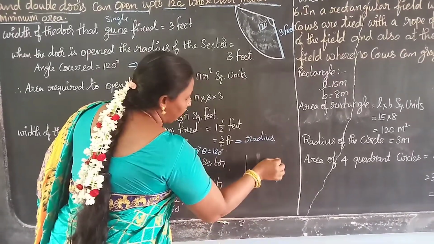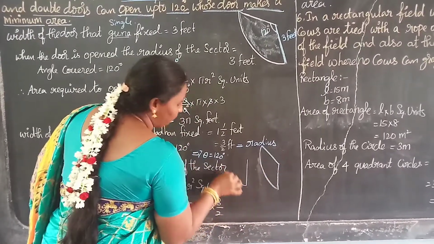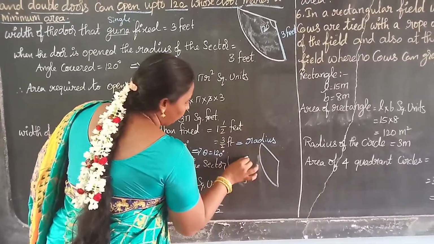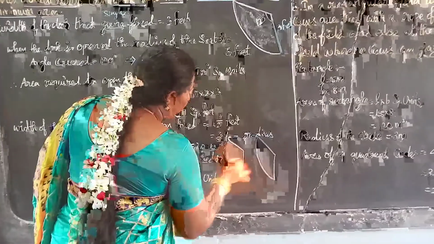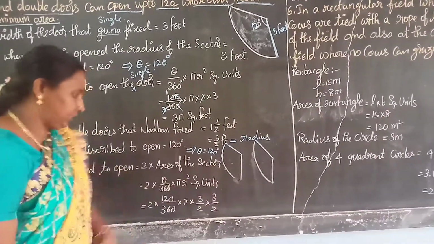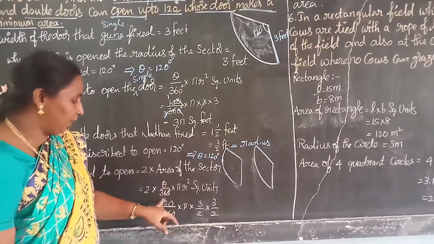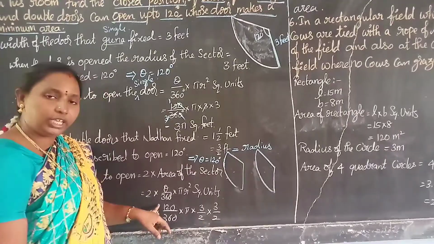So this will rotate now, you get it like this. This is the single door. This one is the other door, like this you will get. So you got 2 areas, you know. So 2 into the area of the sector. The area of the sector formula, you know, is theta by 360 into pi r square units.